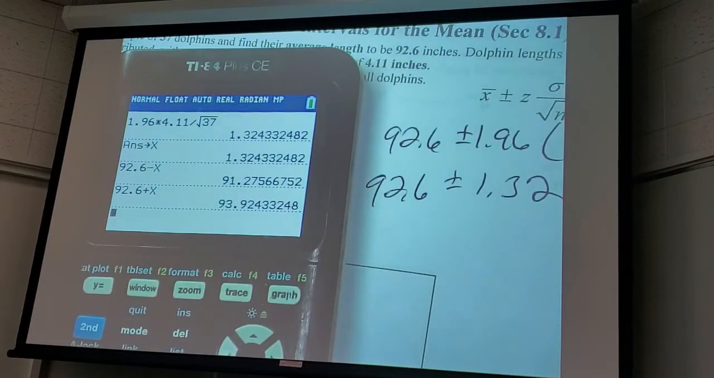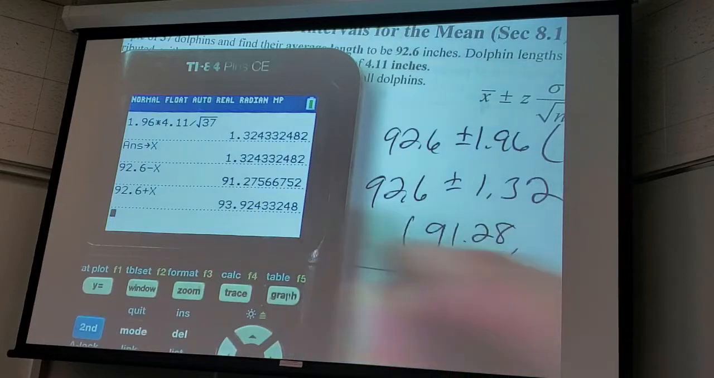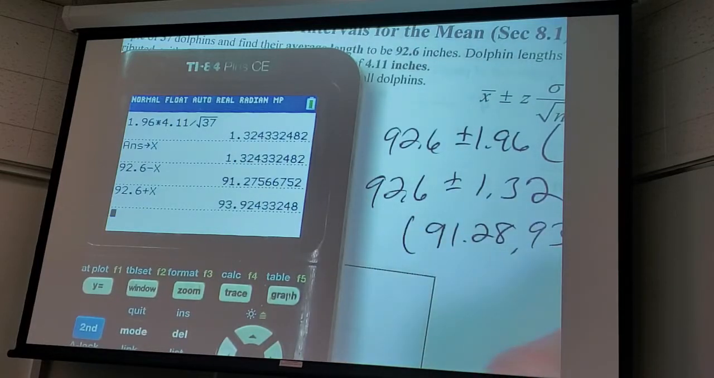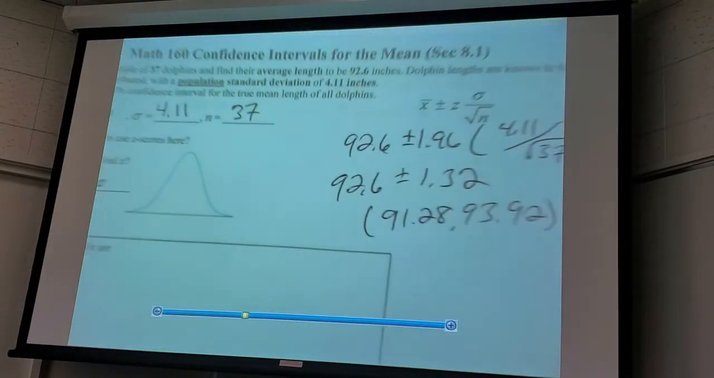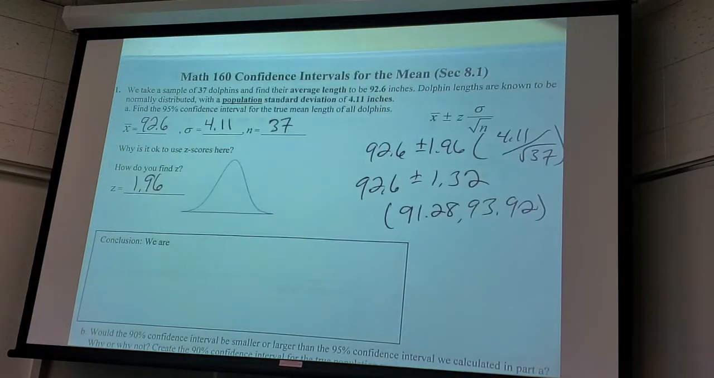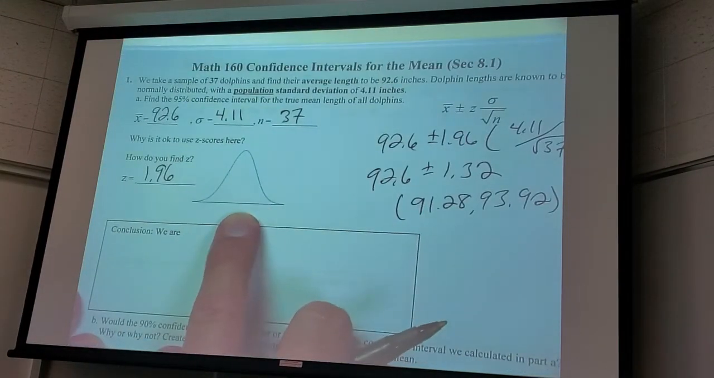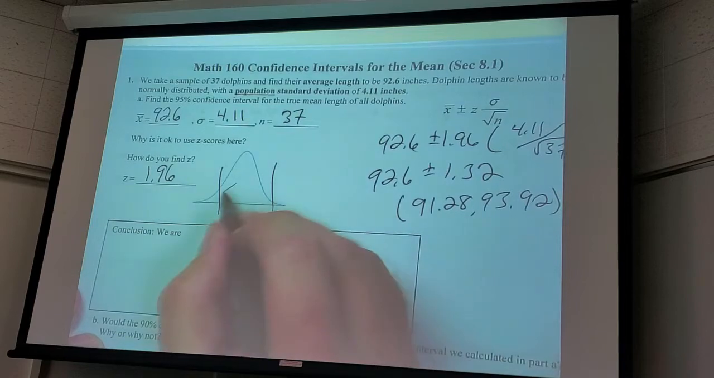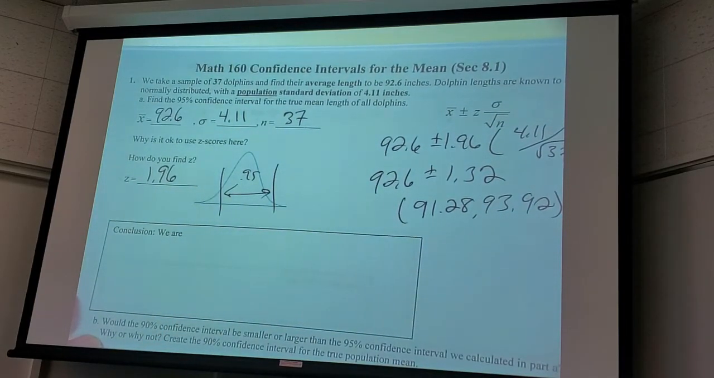Is that what you guys got? Yeah. Okay. So my interval is 91.28, rounding that off, to 93.92. Bam, bam. We didn't need to, right?